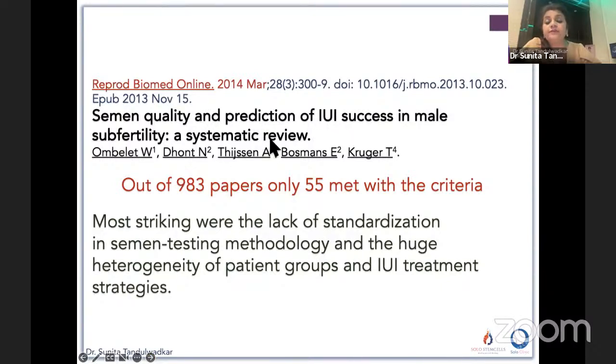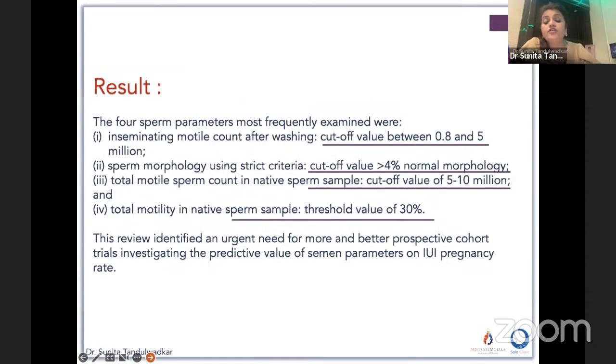This is a beautiful systematic review on semen quality and prediction of IUI, where 983 papers were reviewed and only 55 met the criteria. And that's the reason there is no standardization even today. What should be your cutoff? But at least in a washed semen sample, it should be between 0.8 to 5 million, with more than 4% morphology.